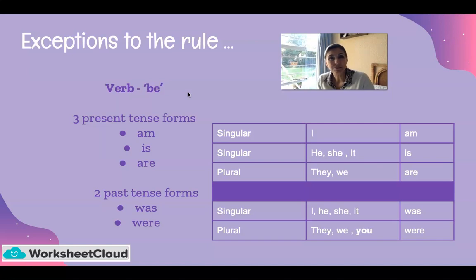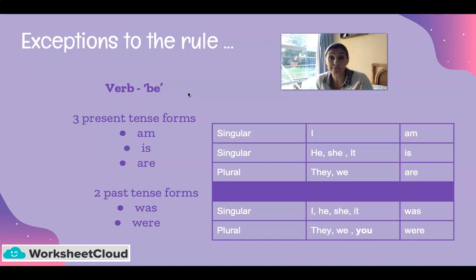But be, the verb be, has three present tense forms. Okay, so let me just go back quickly to the word shout. In the present tense, shouts. It's one actual tense, and past tense would be shouted. But in the present tense, in terms of the word be, there are three different forms.